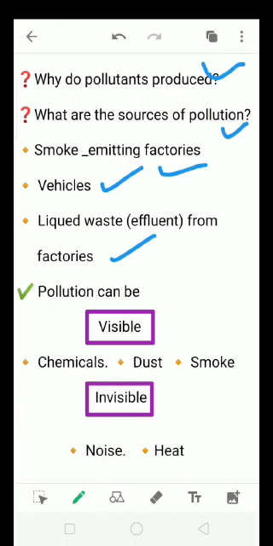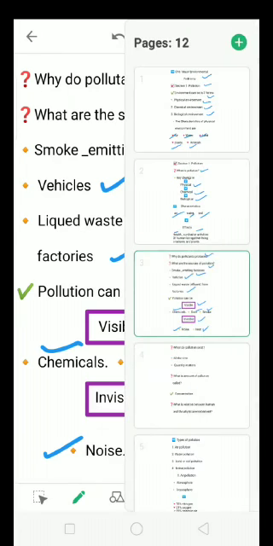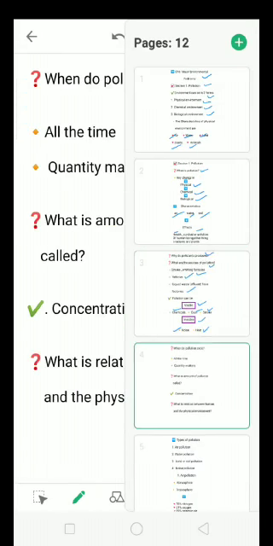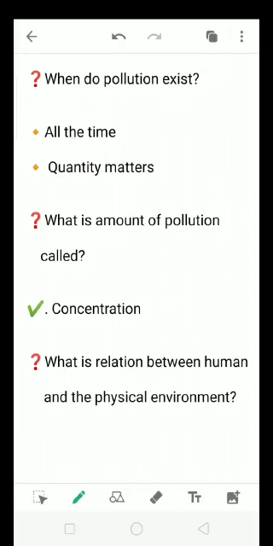So this pollution can be visible or invisible. Visible pollution includes chemicals that we can see, dust, and smoke, whereas the invisible pollutions are noise and heat. All of these types of pollution are present in the environment. So we will see why pollution exists.